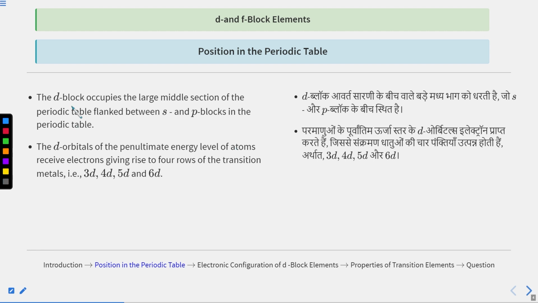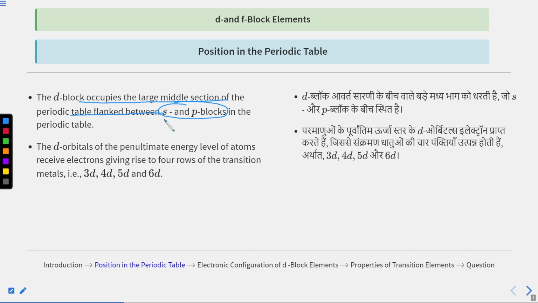Next, the d block occupies the large middle section of the periodic table flanked by s and p block. So what does this mean? If you look at the periodic table, then on both sides we have s and p block, and in the middle we have a rectangular middle section which has the d block elements.